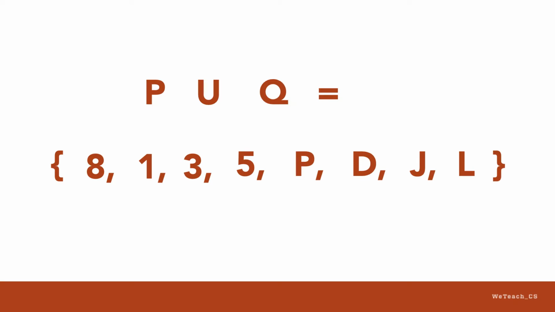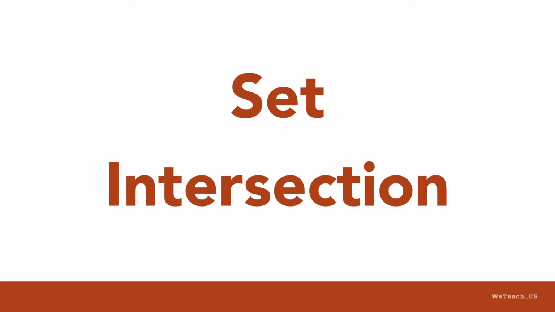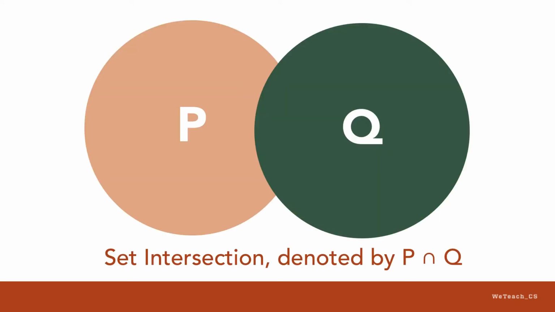The result of P union Q is 8, 1, 3, 5, T, D, J, L as displayed. The order does not matter. It's all the members that are found in both sets. The next set operation we are going to look at is the set intersection.